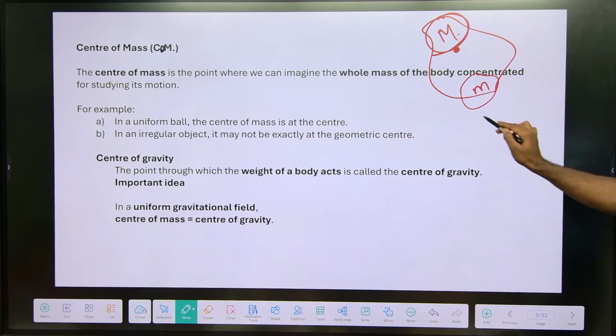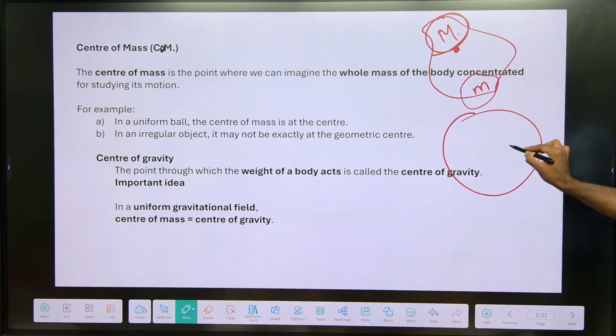And when I talk about equal dimensions, it will be exactly in the center. Okay, this is about the center of mass. You can take a note of this.